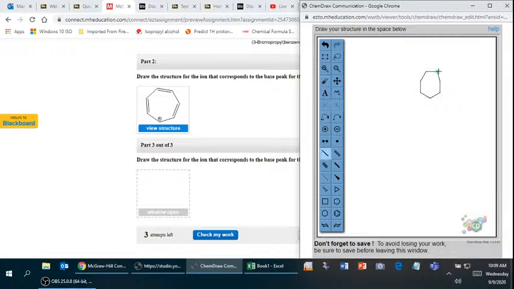Again, I know this is painful to watch. It's painful for me to draw. We've got our 7-member ring. We've got our methyl group that drops in there, but we have a bromine, and we need to keep track of where the bromine is relative to this carbocation.